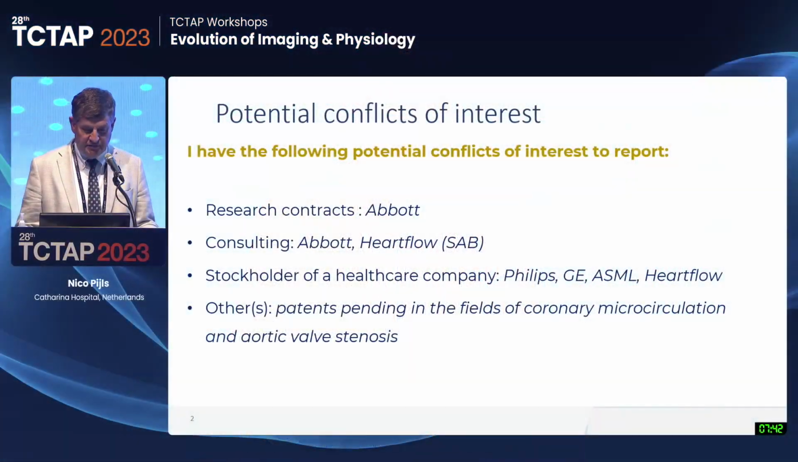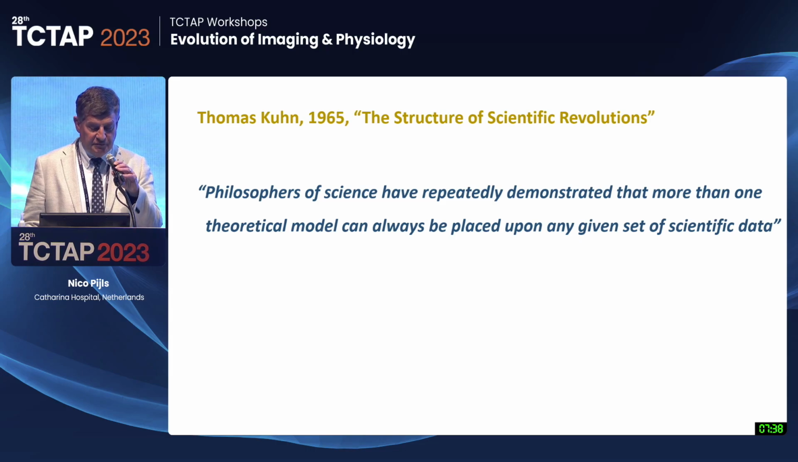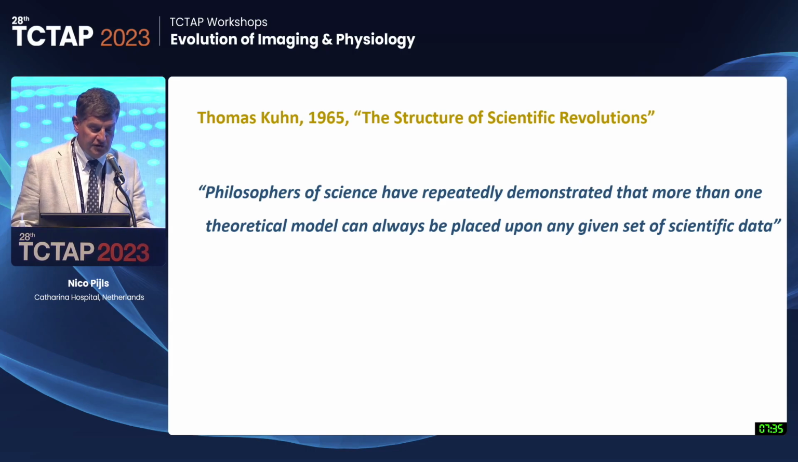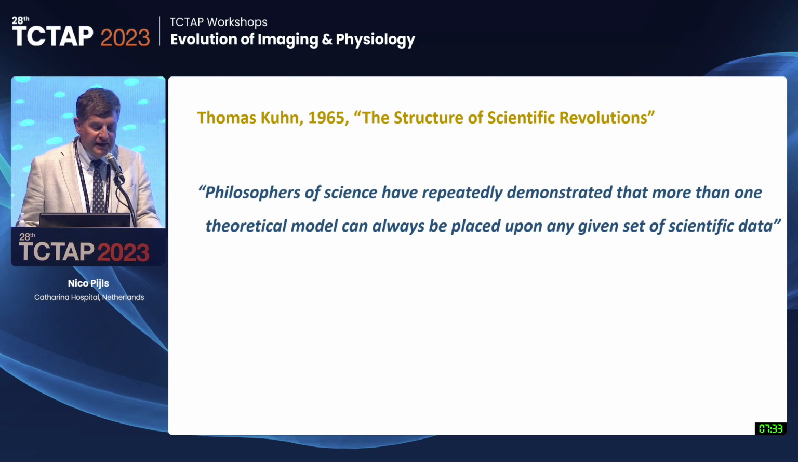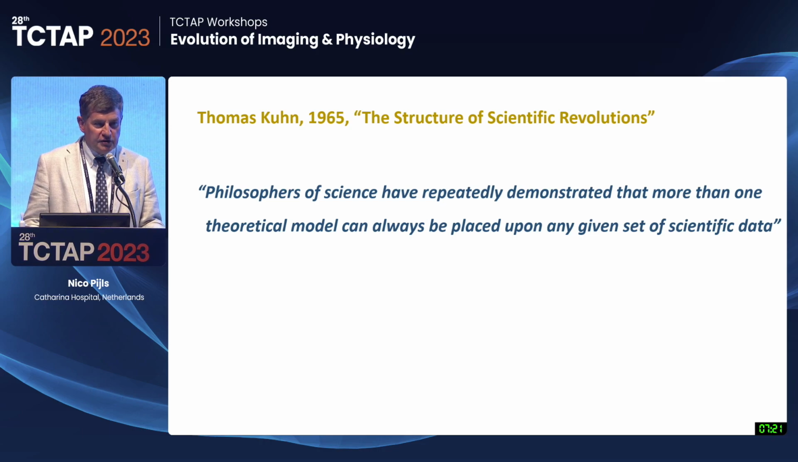These are my potential conflicts of interest. And this is a sentence from a book, The Structure of Scientific Revolutions, written by the American writer Thomas Kuhn in 1962. He said, philosophers of science have repeatedly demonstrated that more than one theoretical model can always be placed upon a given set of data. And that is indeed the case. If we write a study, there is often a conclusion in the study. We are often guided in a certain direction, but we should remain critical. And if we think about it, sometimes different conclusions can also be possible.